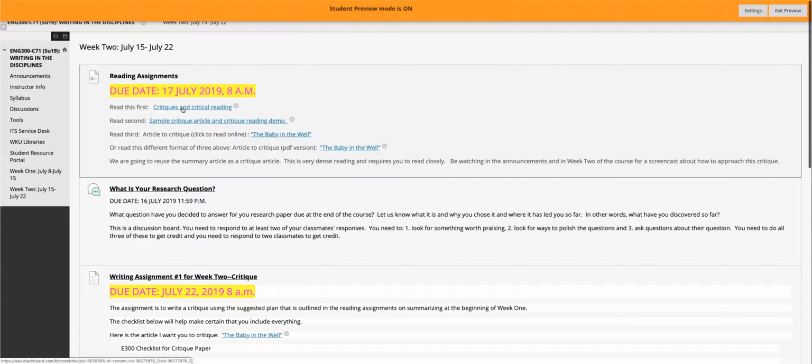So you really need to read the text. There's a couple of different texts here to read. They show you how to do critiques, and they give you examples of critiques, which you can study. Again, this is dense reading, and you've got to read closely. If you have questions, please ask them. I can address them via video, screencast, or we can get together for some FaceTime.